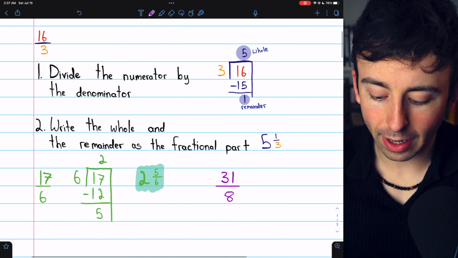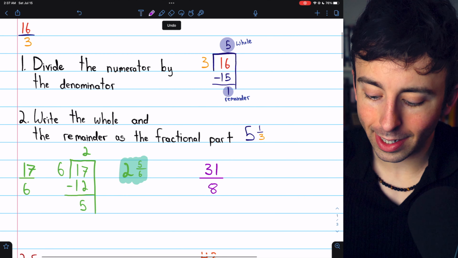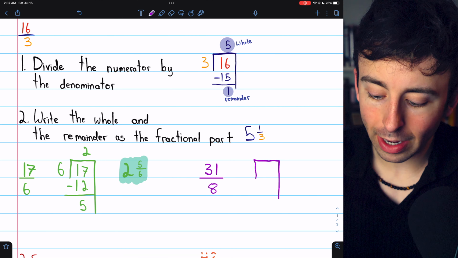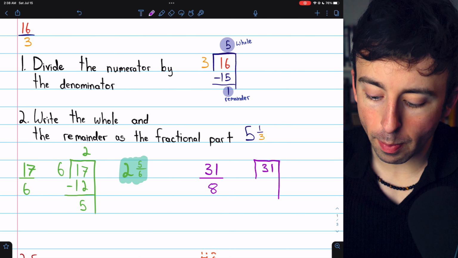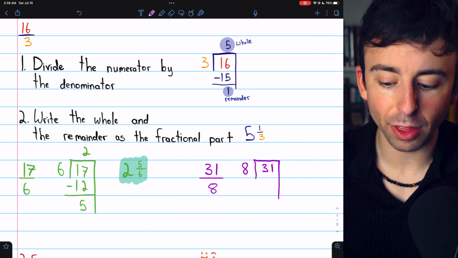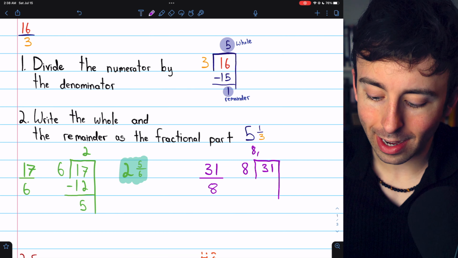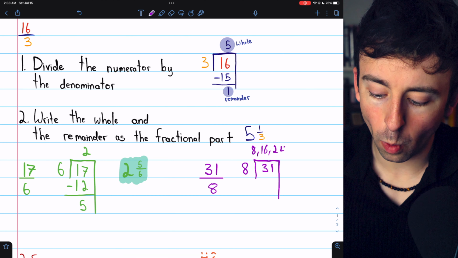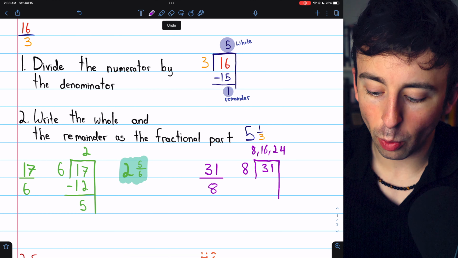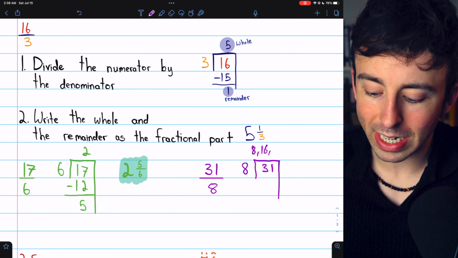Okay, let's try the next one, 31 over 8. Step 1, again, we begin with division. Divide the numerator, 31, by the denominator, 8. And we have to ask, how many times does 8 go into 31? Well, 8, 16, 24, the next multiple is 32. That's too big. So 8 goes into 31 3 times.